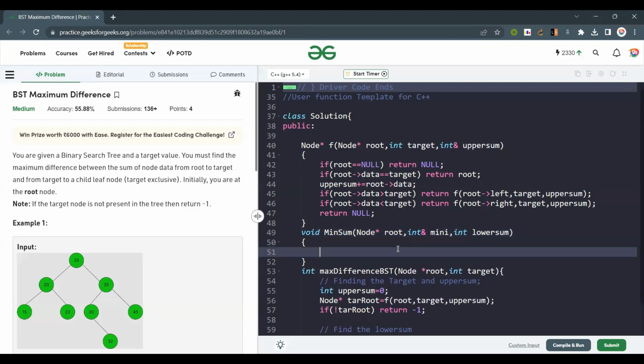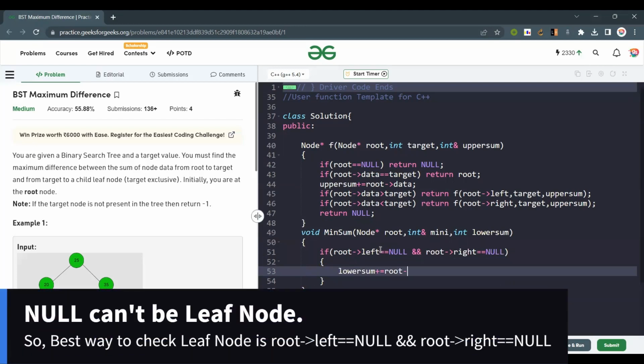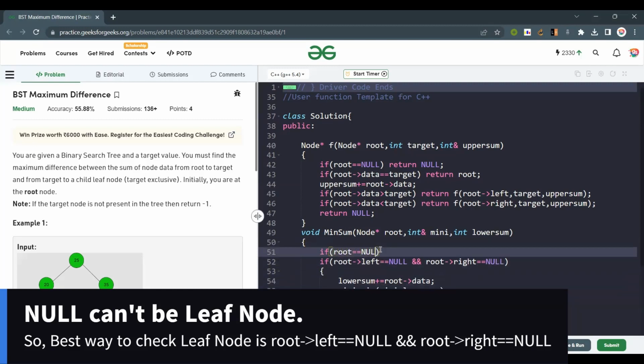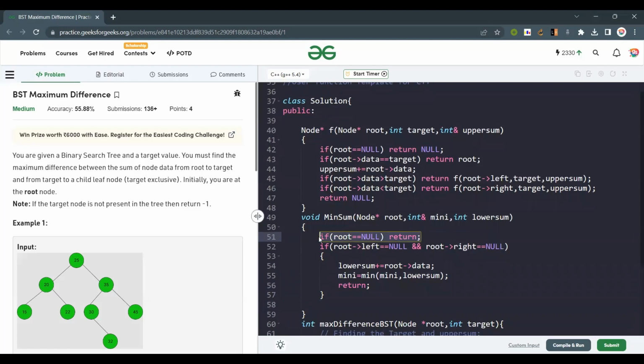Okay. Now what I have to do, I will traverse to every root. So as I said, if root left is equal to null and root right is equal to null, we have to consider the lower sum. We add this lower sum because this is the last node which is available before the leaf node. So we'll add this, and we will take mini equals to minimum of mini comma lower sum, and we will return as it is. But if root is equal to null, as I said, if down the target root is available, we just have to return as it is. We don't have to consider. So this case will arise whenever the null node is just down of the target.